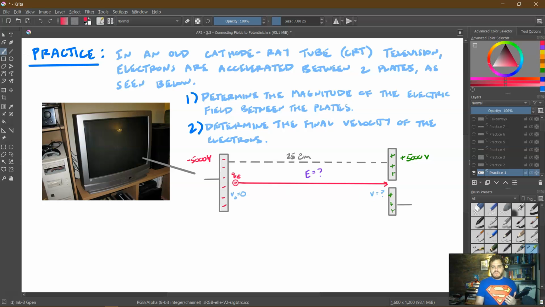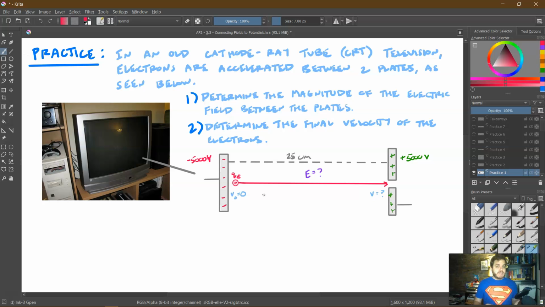But these are 25 centimeters apart, and the question we have is, one, can we determine the electric field magnitude between these 2 plates? And 2, if this electron starts at rest, can we determine its final velocity as it basically misses the positive plate? Go ahead and pause the video, try this on your own, come back, let's see how you did.